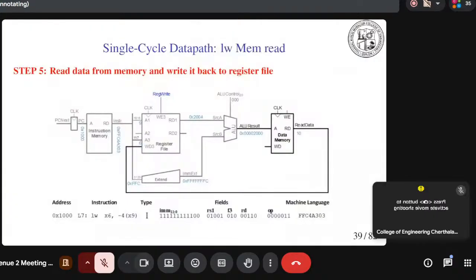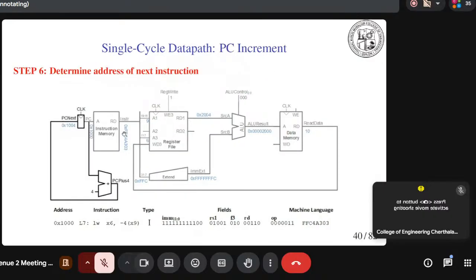And also we have one more step, which is to increment the program counter. So the program counter now should look at the next instruction to be executed. So this constant value 4 is taken and it is added to the program counter, and the program counter is updated. So this is the complete flow for a load word instruction.